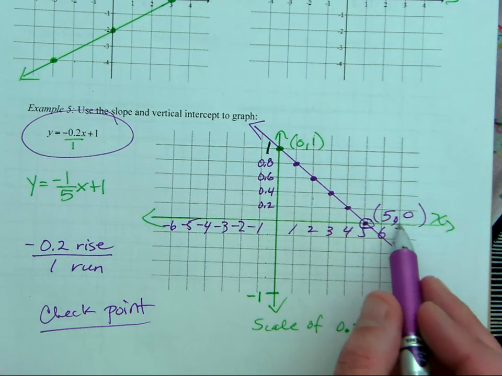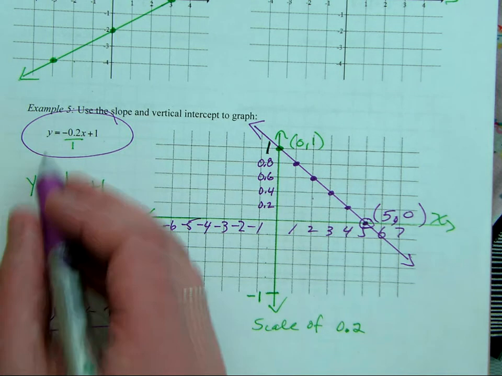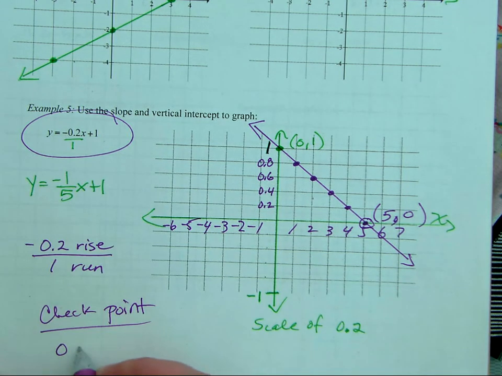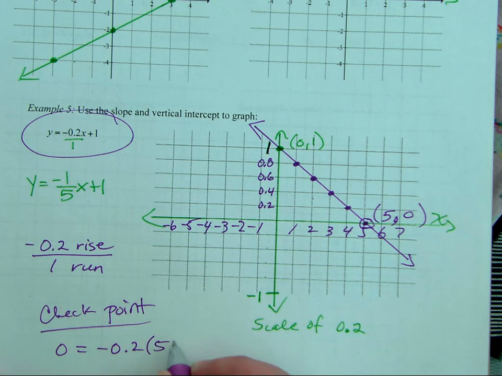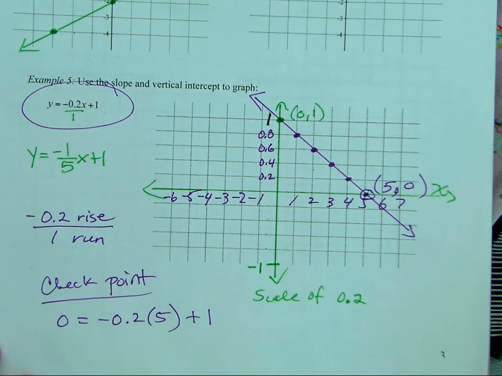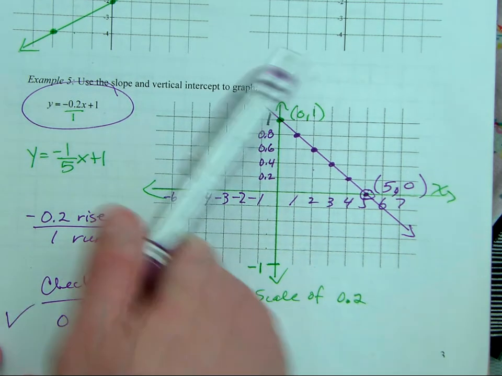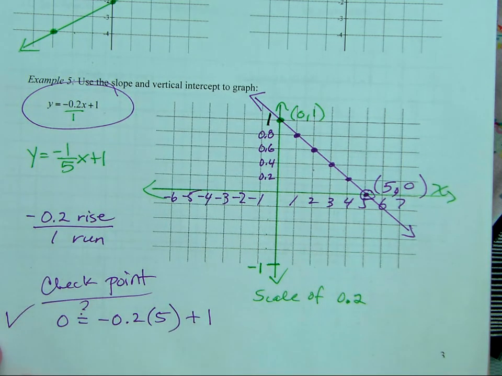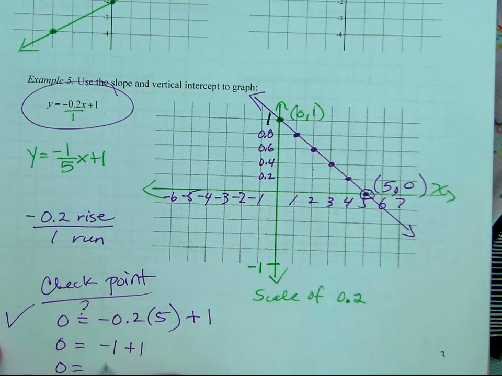So if I plug this point in, I plug in 0 for y, and I plug in 5 for x. Does that work out? In other words, is this line correct? So what would this be right here? This should be -1, 0 equals -1 plus 1, 0 equals 0.